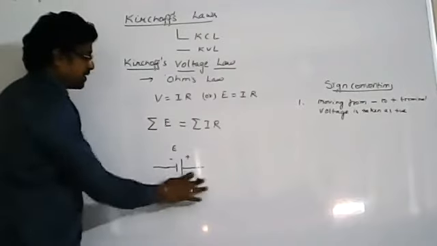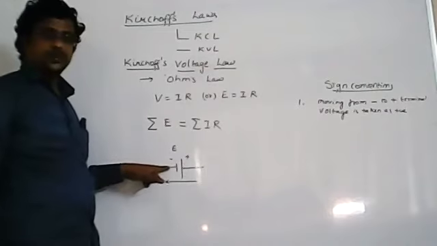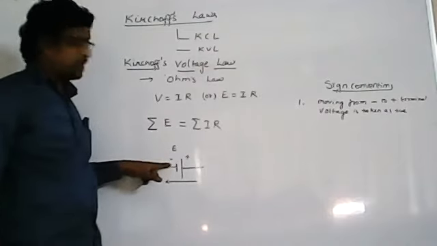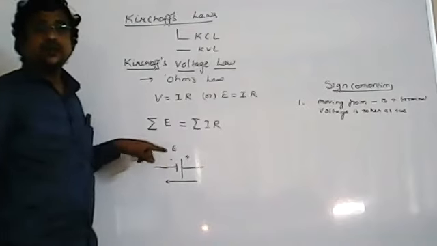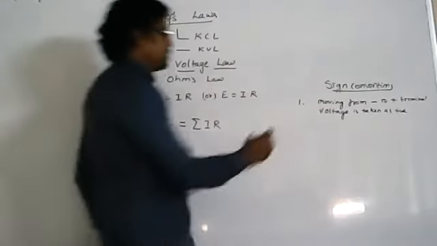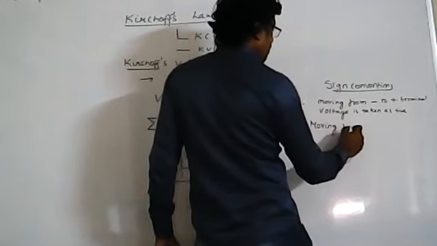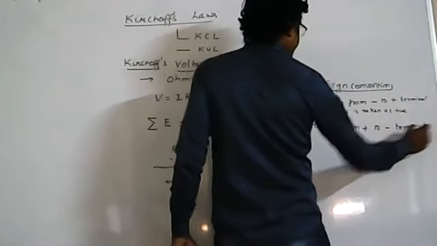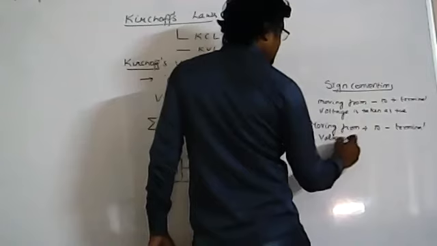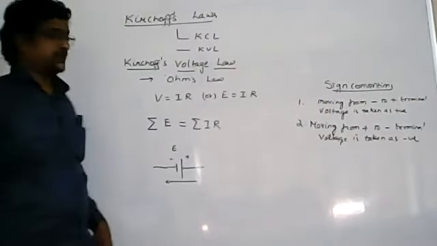If the analysis is reversed, if I am moving in this direction, I am moving from positive to negative, so we have higher to lower potential. Which terminal am I leaving? The negative terminal. Entering is positive, leaving is negative. So what is the value of voltage? Negative. Moving from positive to negative terminal, voltage is taken as negative. So these are the sign conventions for the voltages.